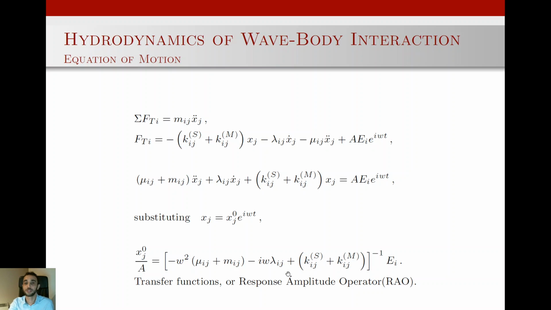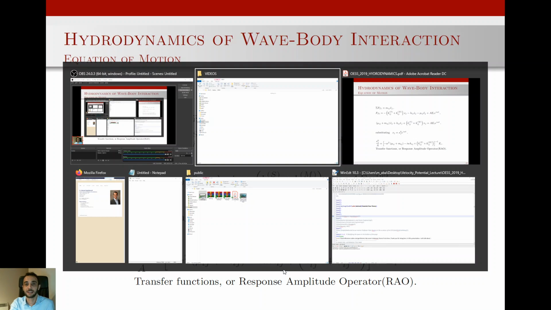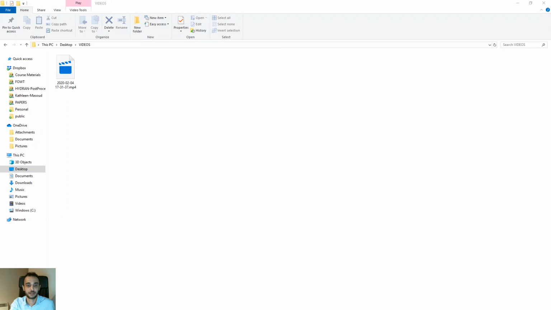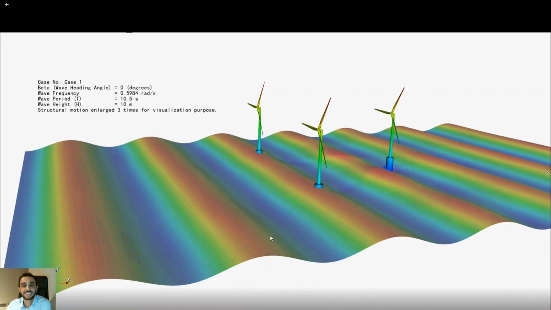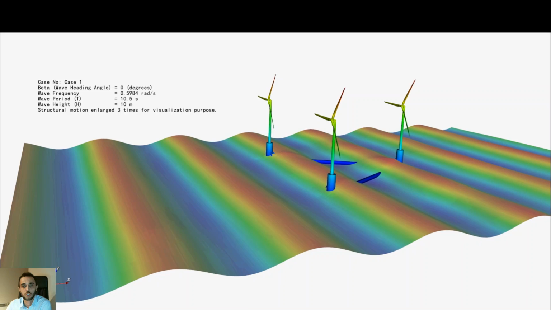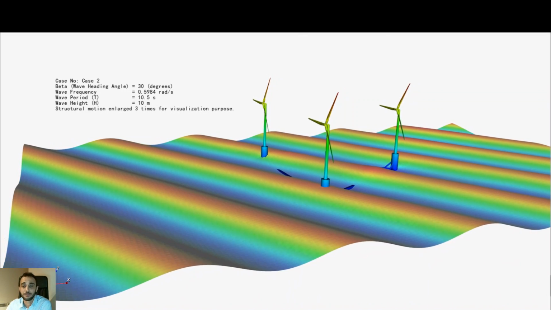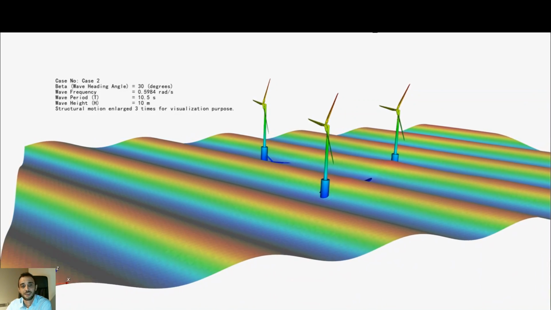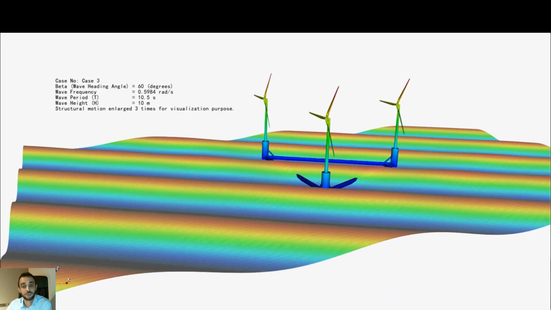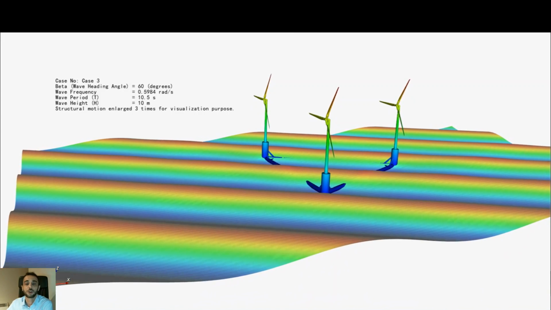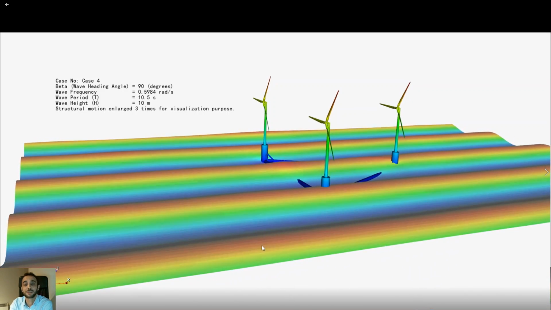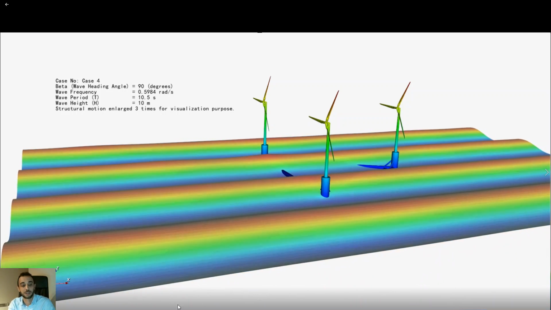Now I'd like to show that with this system of equations we can look at the motions of the structure. We can solve the system of equations, and this is exactly the structure that I was showing, solved using HydroD with the same principle as was discussed. We have, in this case, linear regular waves approaching the structure from an arbitrary angle, and we are learning about the motion of the structure in general.